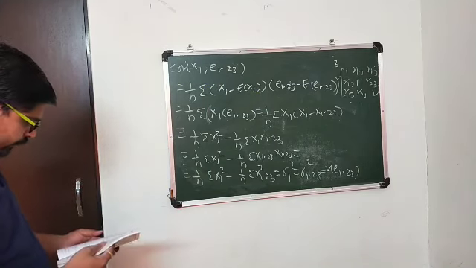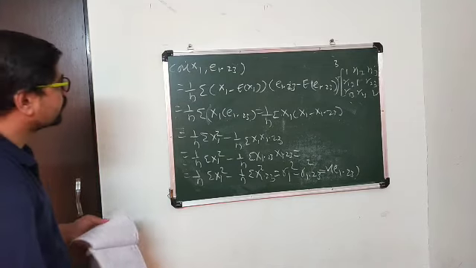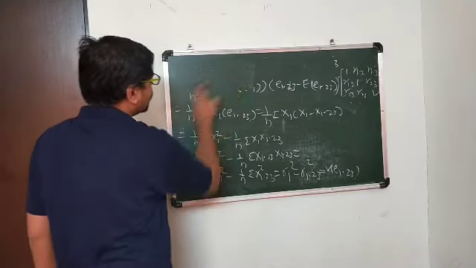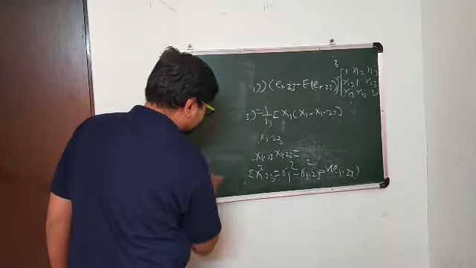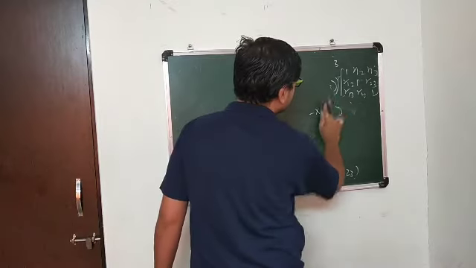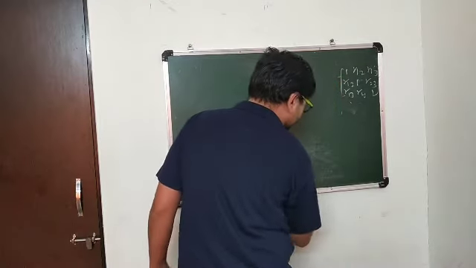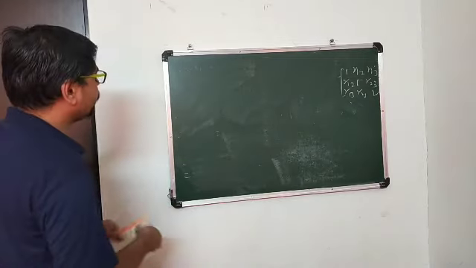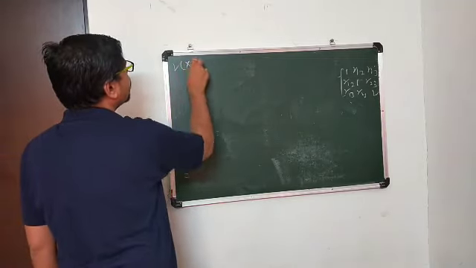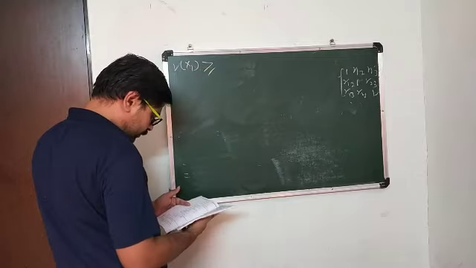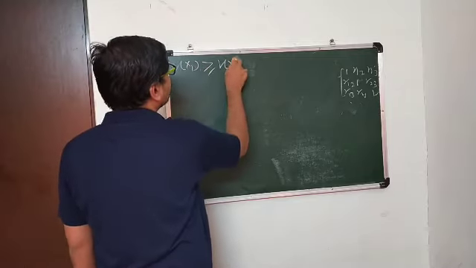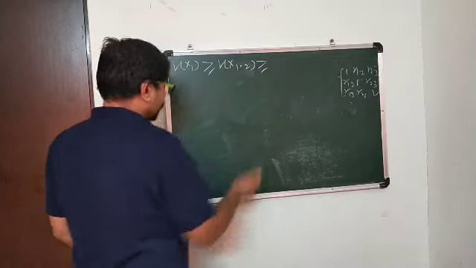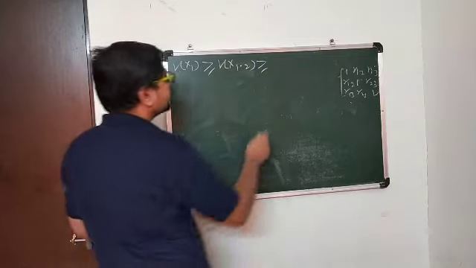Now we are going to another example. So what is our next example? We have to show that the variance of x1 is greater than or equal to the variance of x1.2, which is greater than or equal to the variance of x1.23.